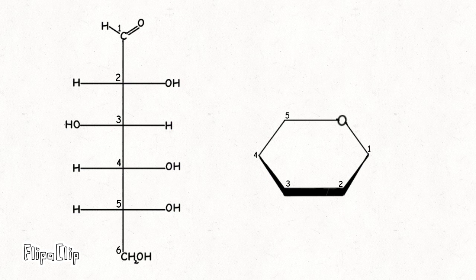For glucose, for the second carbon, the hydroxyl is pointing to the right, meaning in Haworth will be pointing downwards. The hydroxyl group in the third carbon is pointing to the left, meaning that will be pointing upwards in Haworth projection, and likewise the hydroxyl group in the fourth carbon is pointing to the right, meaning that will be pointing downwards in Haworth projection.